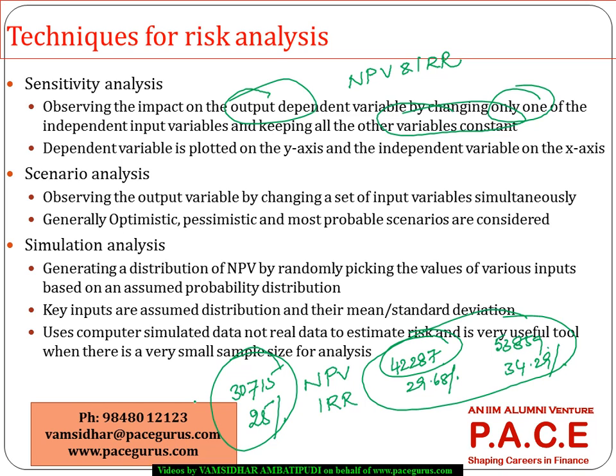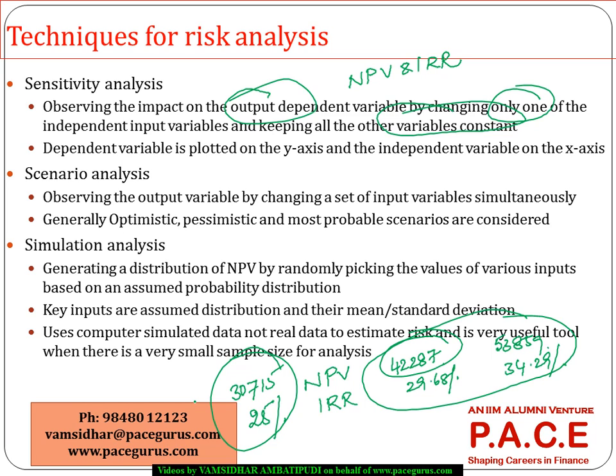So generally we plot a graph. If the x-axis, which is the independent variable, is this much, what would be the dependent variable, and vice versa. So if this graph is very steep, it means that for a small change in the independent variable, the dependent variable is going to be affected very badly. That is how we look at the sensitivity analysis.